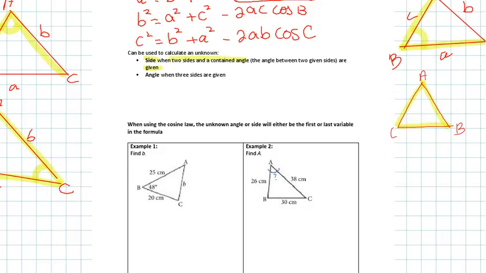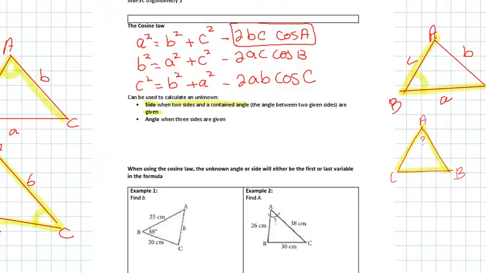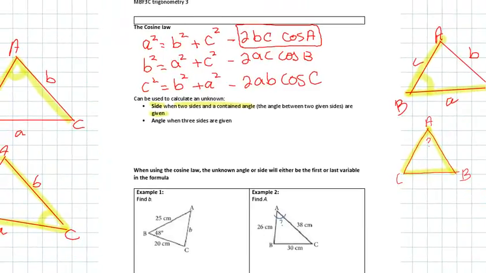Let's say they want us to find angle A. Then we're going to have to isolate this formula. We have to isolate for cosine. So let's see how that formula is going to look when I isolate. Now remember, all of these formulas are going to be in your formula sheet. You don't have to memorize. You just have to know which formula you're using.